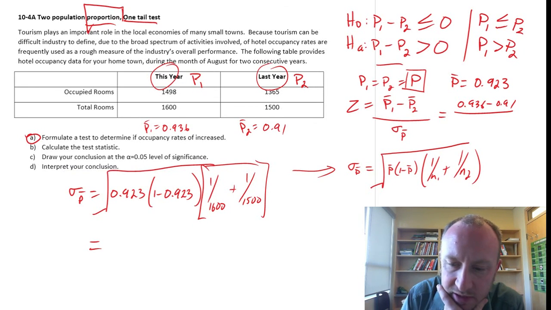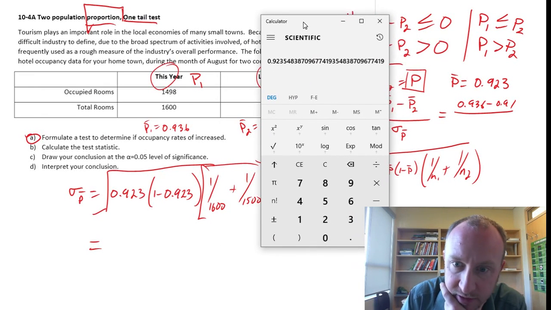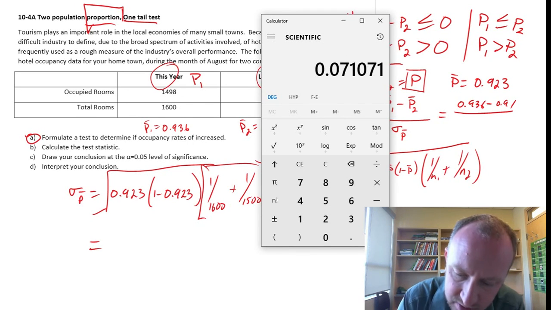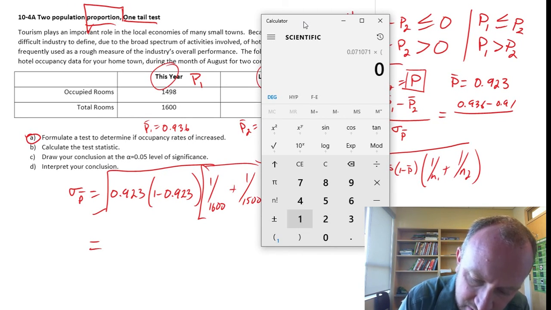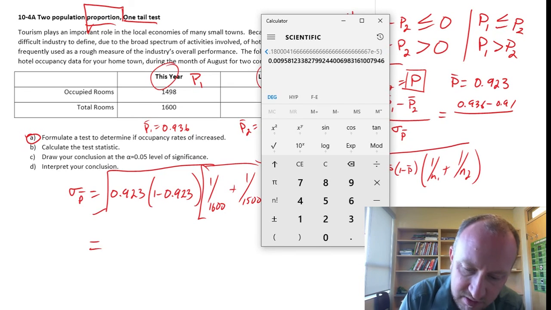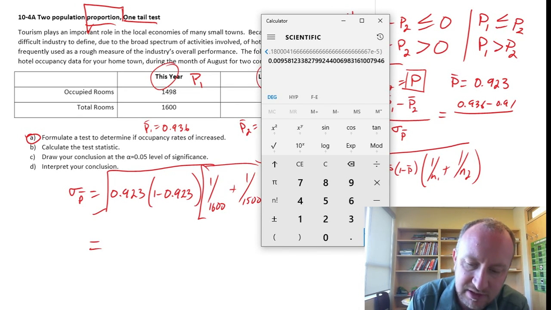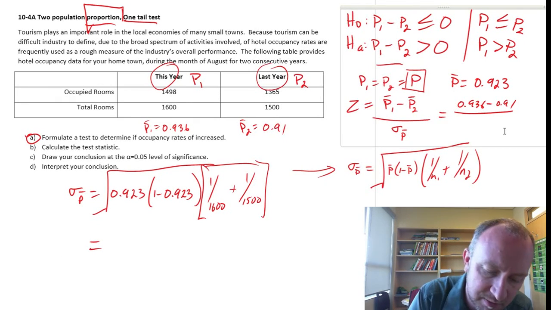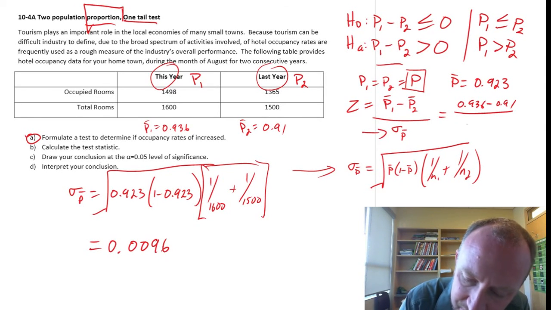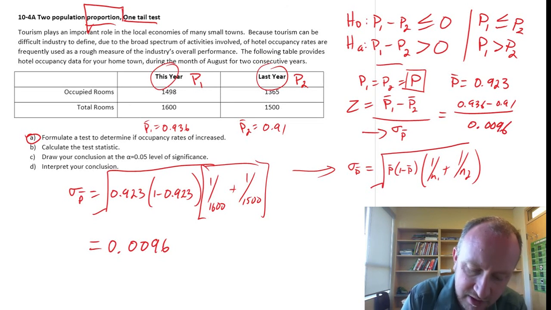So let's get that calculator out again. So this is 0.923 times 1 minus 0.923 equals, times, open brackets, 1 over 1600 plus 1 over 1500, close brackets, equals, and square root all of that, and I get 0.009, let's round that to 0.0096. That is my standard error, and all that just to get our denominator over here, 0.0096.